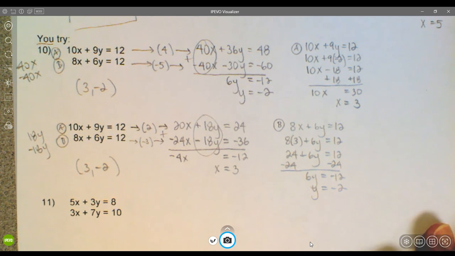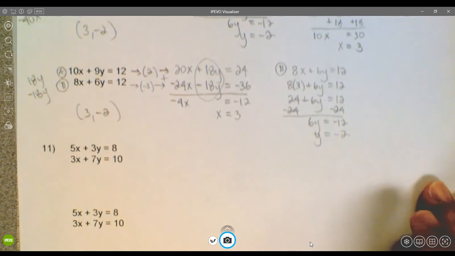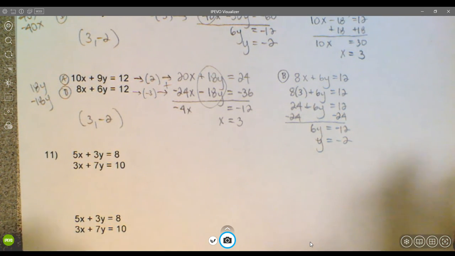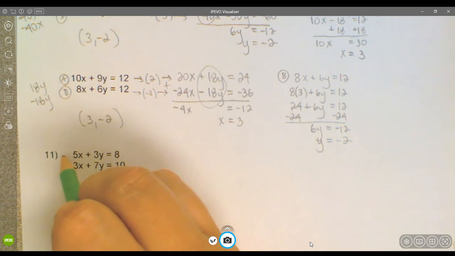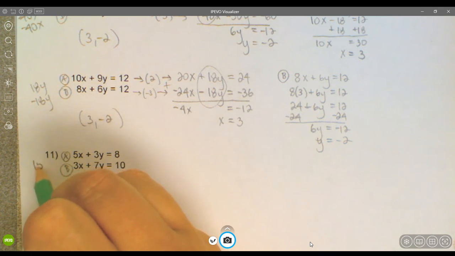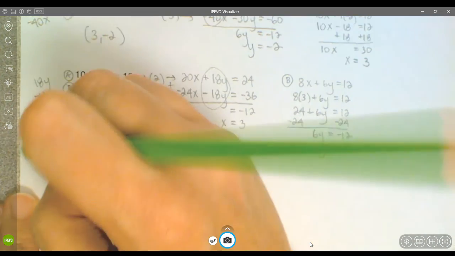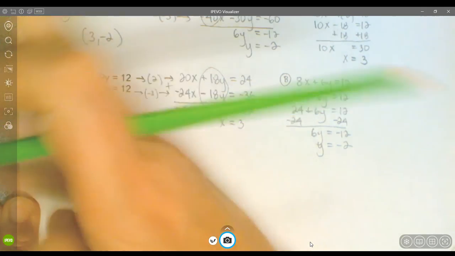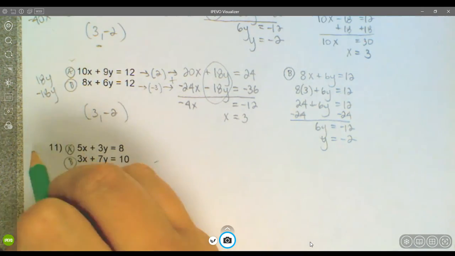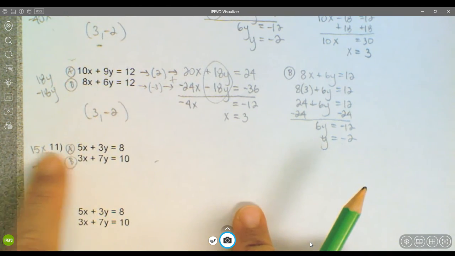All right. So that takes care of number 10. So regardless of what variable I eliminated, I would get the same solution. So for these two, if I wanted to eliminate x, these need to be some form of 15x. Do what you did up there. Okay. So let's make this 15x and let's make this negative 15x. That way you can sort of see.